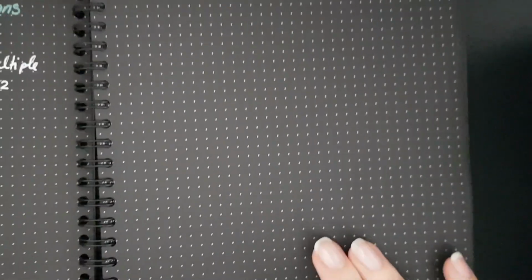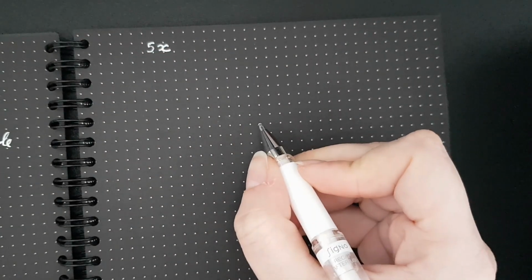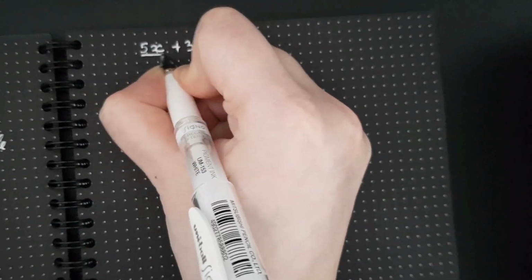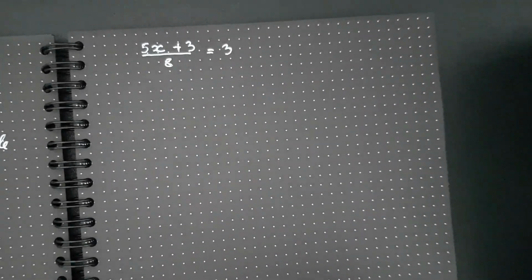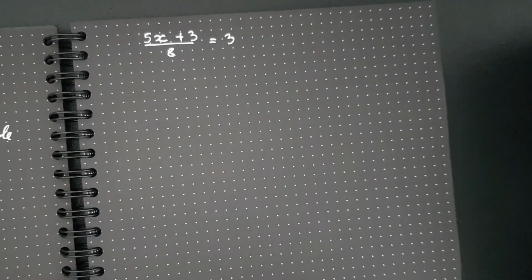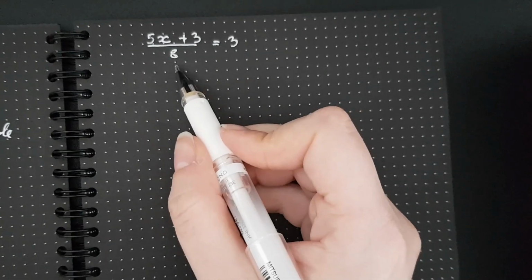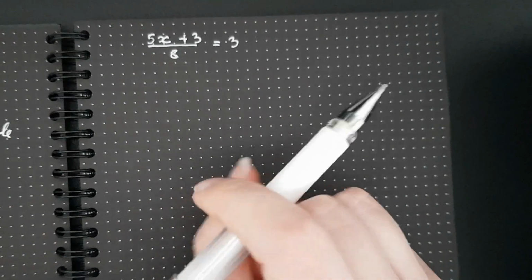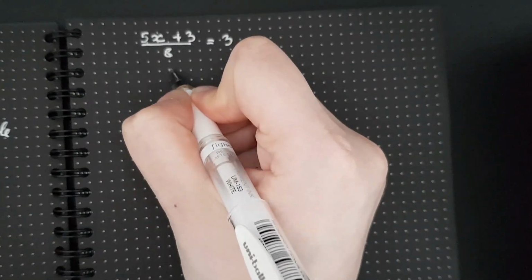So what we have is 7 take away 2, which is 5x. Then I've got negative 1 plus 4, which is plus 3 over 8 equals 3. So that's what it looks like from the simplified version on the other side. And now, as I've done before, and I'm going to make sure I link the other video either in the corner or down in the description, we're multiplying by 8 on both sides.